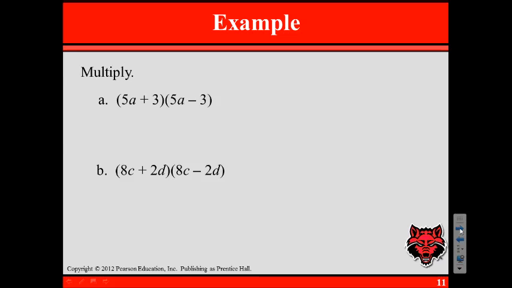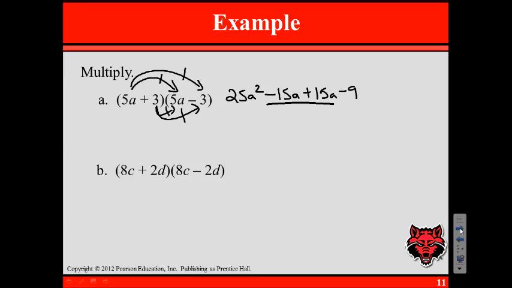Let's try a few more examples. Here we have 5a plus 3 times 5a minus 3. Again, if we just draw our FOIL arrows, first, outer, inner, and last, we will see that this is a special product, even if we didn't remember the formula. We look at the first product, 5a times 5a is 25a squared. Then the outer product, 5a times negative 3 is negative 15a. The inner product, 3 times 5a, is a positive 15a. And the last product, 3 times negative 3, is a negative 9. We combine our a's, and since they're opposites, they cancel, and we're left with 25a squared minus 9.